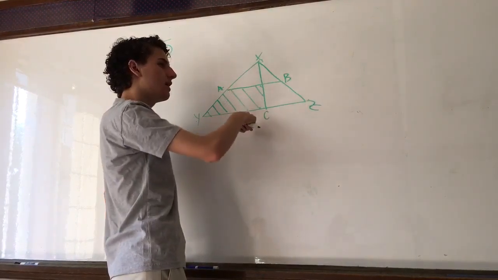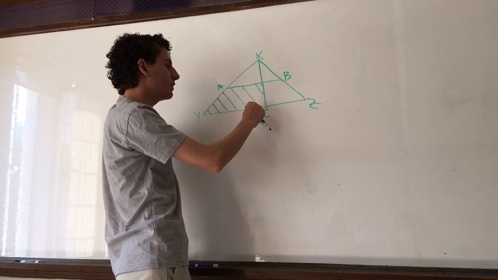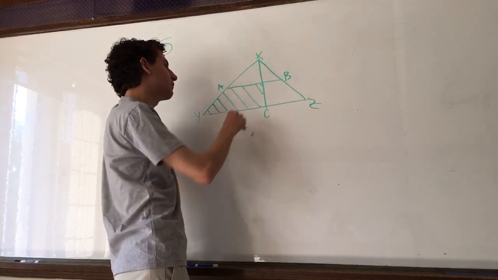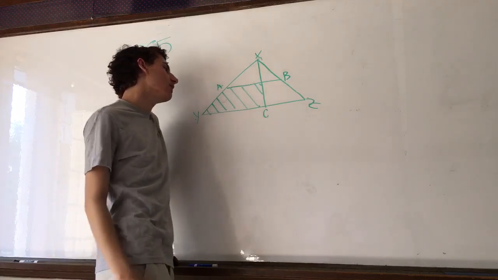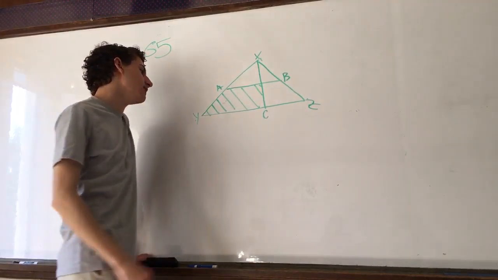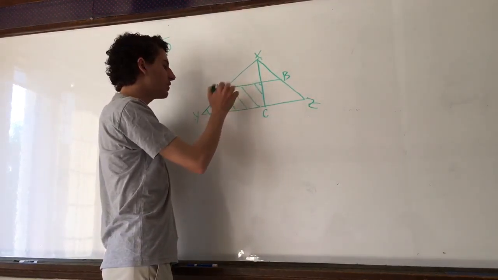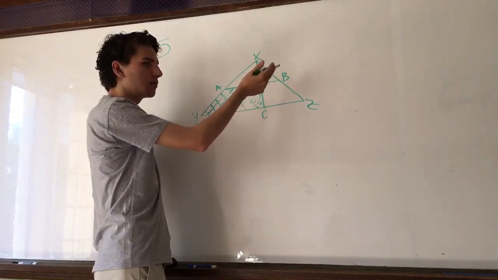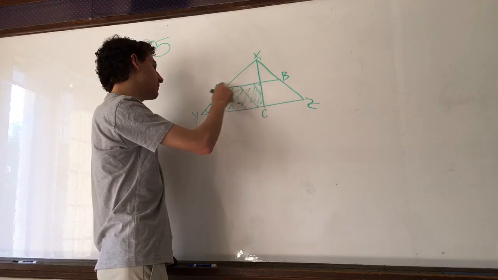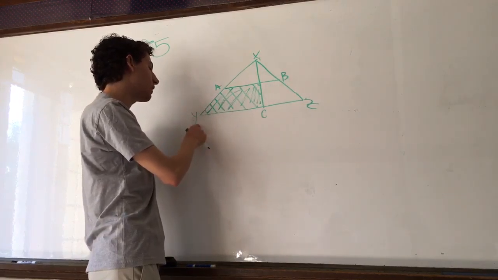AB cuts off at the altitude, which is halfway between the bottom and the top. So the height of this is half the height of the entire triangle. What we have to find is the area of this shaded region right here, which is, well, we don't really have a name for this point, but A, midpoint, C, and Y.